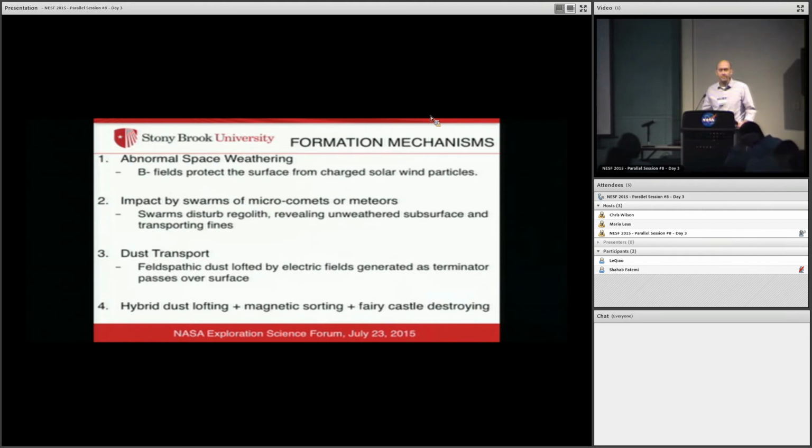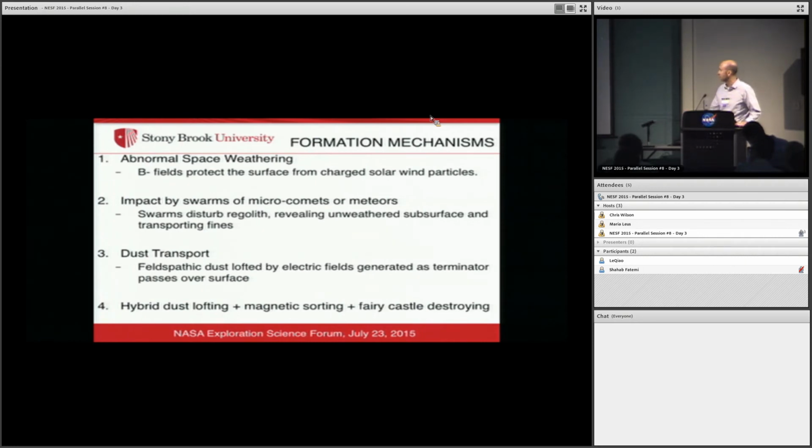Okay, so we've had a little bit of background already, but just to reiterate, in the recent and not too recent literature, there have been several mechanisms proposed to form the lunar swirls. They include what I'll call abnormal space weathering, not a complete lack of space weathering, but abnormal space weathering, where the magnetic fields protect the surface from charged solar wind particles, still allowing micrometeoroid bombardment. There have been ideas related to the impact by swarms of micrometeors or microcomets, which disturb the regolith, revealing unweathered subsurface materials and transporting fines.